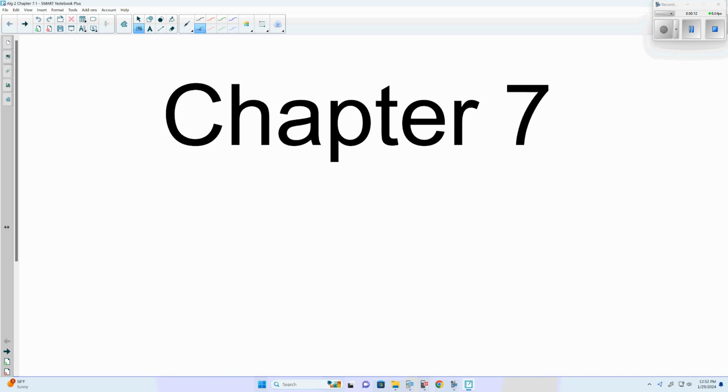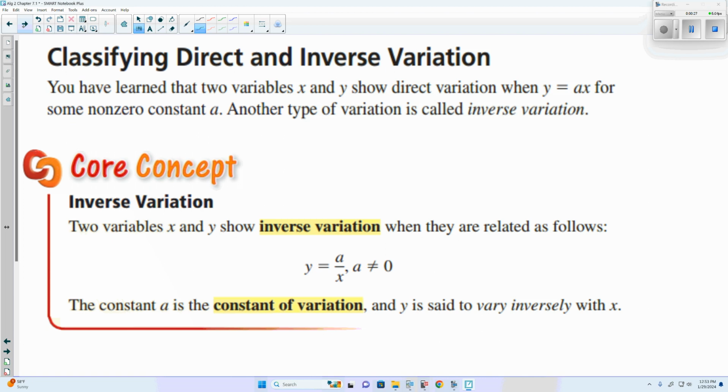What we're starting today is Chapter 7. Chapter 7 is our rational equations. So we're talking about fractional equations, equations where we can have variables in the numerator and denominator, and most likely we'll have them in the denominator here. But what we're looking at first is indirect variation.